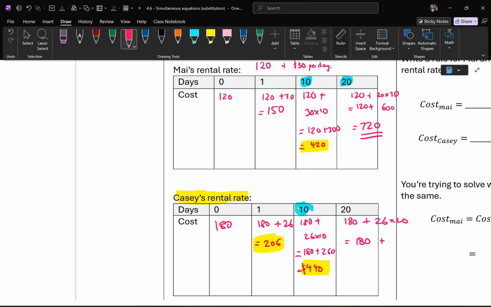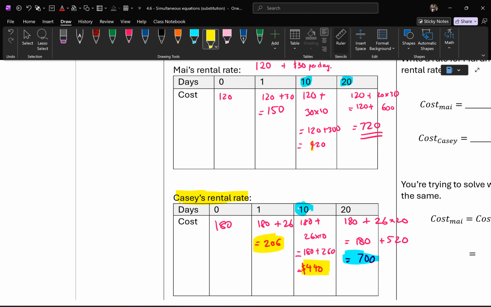Well, you see now, 26 times 20 gives you, what's double of 26? That's 520. 520, so there we go. Adding them both together, what does that give you? $700. Now, it turns out that instead of My's price being cheaper, it's clearly now Casey's price is a lot cheaper.